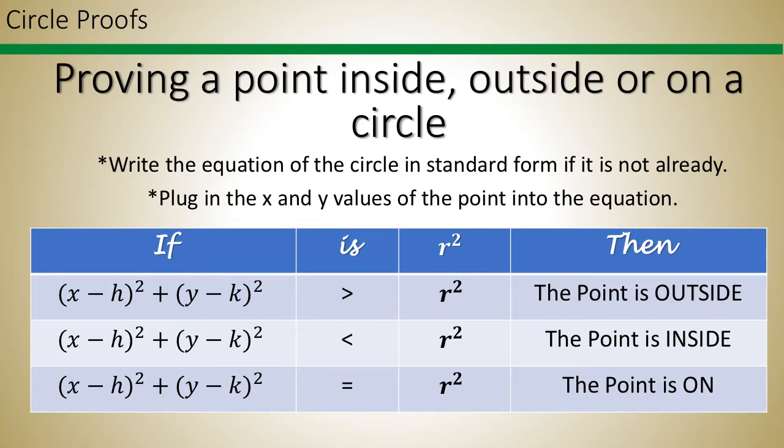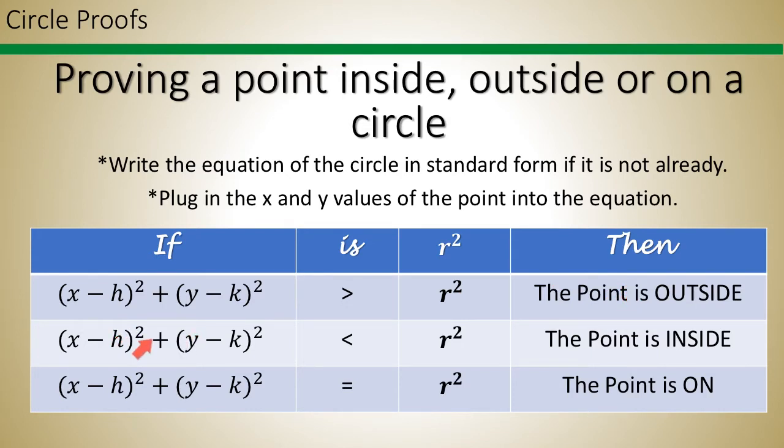And then once I have my standard form equation, I'm going to plug in the x and y values that I'm given into the equation. There are three different scenarios that could happen from there. When I plug that into the left side of the equation, if what I get is greater than r squared, that's telling me my distance is greater than the radius, so the point is going to be on the outside of the circle.